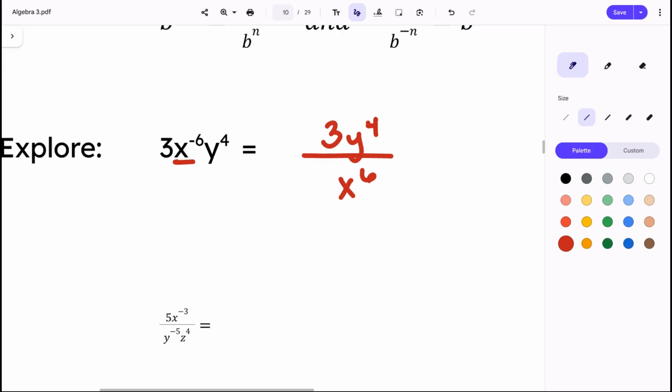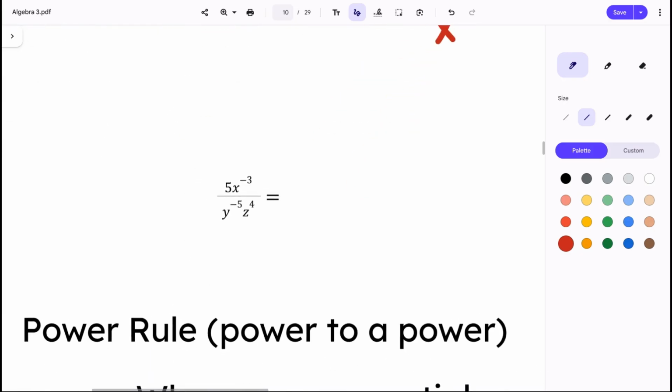Now, this next one, I know it's really tiny in your notes. What do we need to fix? The negative 3 in the numerator and the denominator. Yep. So what am I going to keep on the top? The 5. And yeah, the y's got to come up. So that becomes y to the 5th.